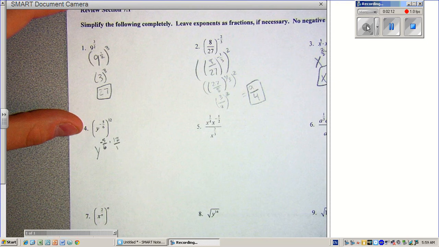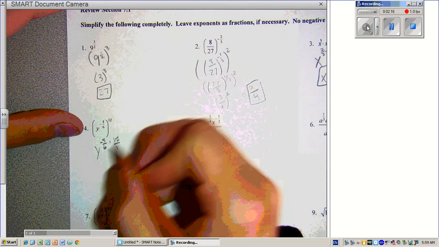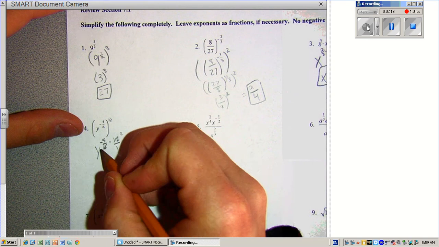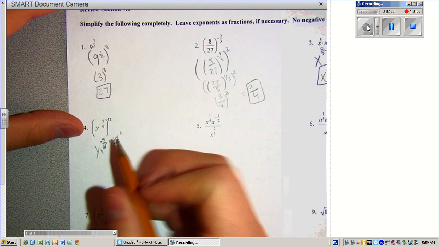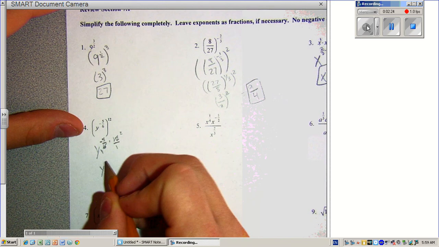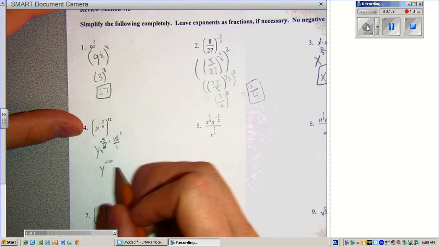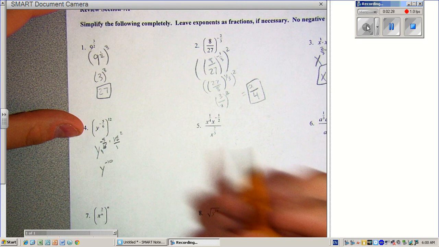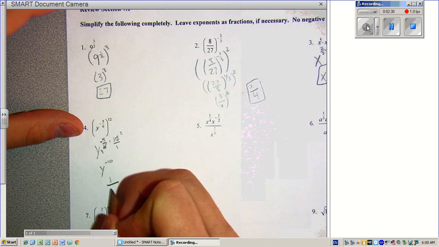Okay, so that's going to be multiply the numerator times the numerator, or you can see that I can simplify 12 over 6 to 2 over 1. And now I'm going to get negative 5 times 2 over 1, so y to the negative 10th. And I don't want any negative exponents, so that means I'm going to put 1 over y to the positive 10th.